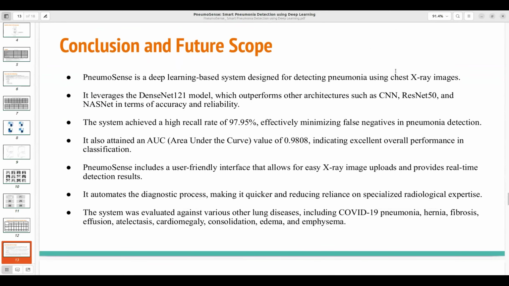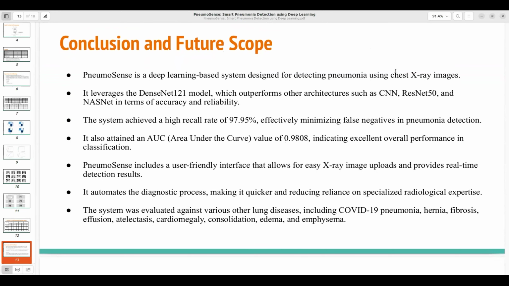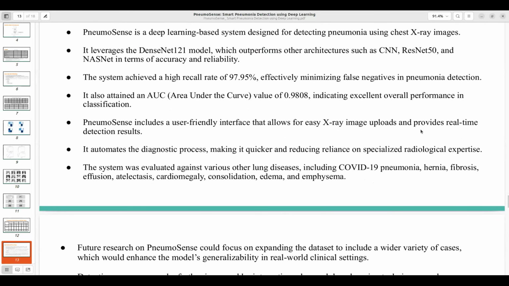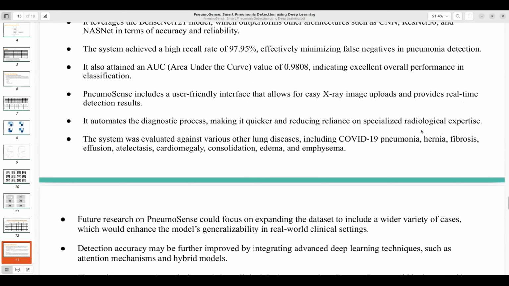So basically, PneumoSense is a deep learning model which is used for early detection of pneumonia in chest X-ray images, and it is made with the DenseNet 121 model, which performs very well with a high recall rate, that is 97.95%, and AUC is 98.08%. PneumoSense is user friendly, which allows any user to upload an X-ray image, and in return it will detect whether the person has pneumonia or not. And our application or model is evaluated against different lung diseases like hernia, fibrosis, effusion, cardiomegaly, etc.